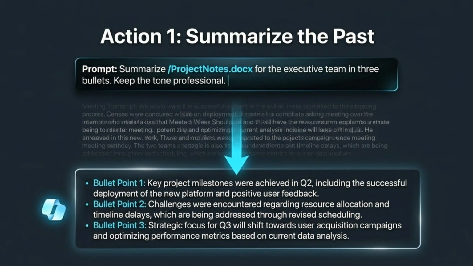For your first action, use Copilot to summarize past meeting notes. By providing a clear prompt, you can quickly generate key takeaways for your executive team.